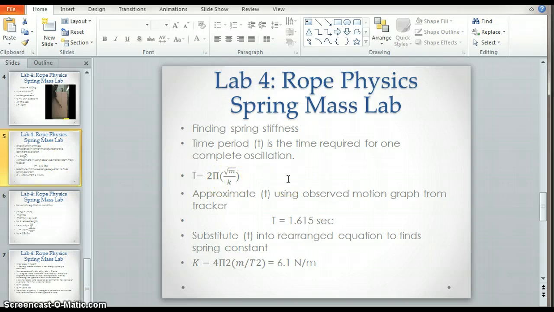Finding the spring stiffness. The time period is the time required for one complete revolution, and it is equal to T equals 2 pi times the square root of m over k. We approximate the time observed from the graph using Tracker as 1.615 seconds, and substitute this value in the rearranged form of the above equation. We get the value of stiffness k, which is equal to 6.1 Newton per meter.